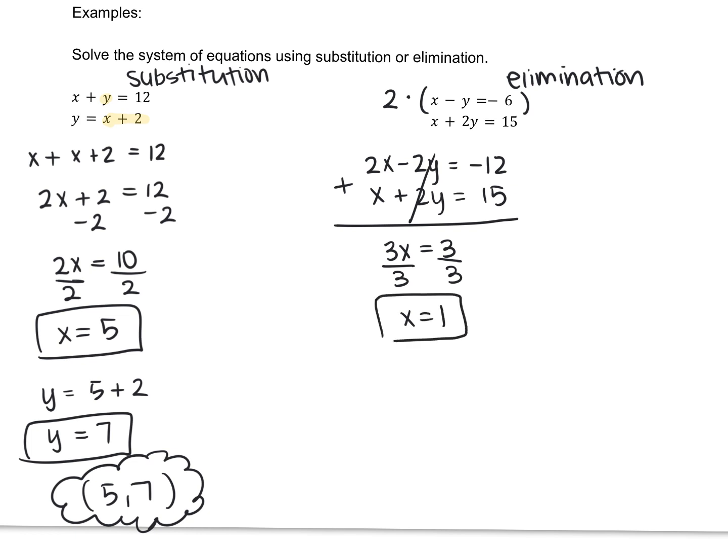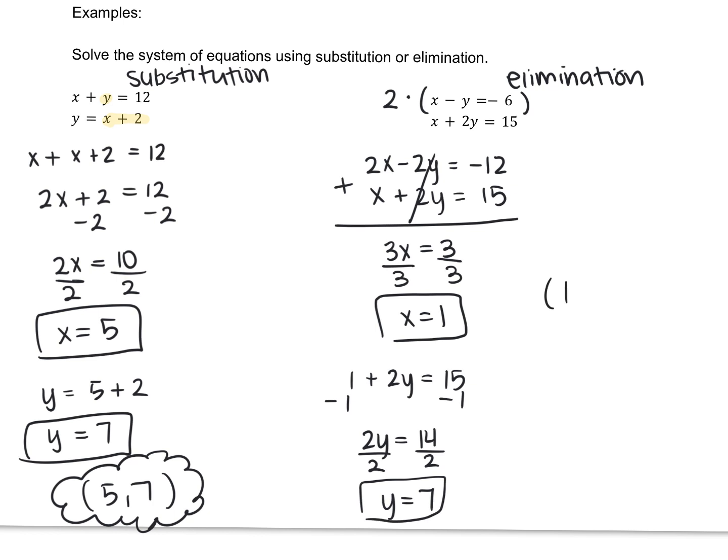Now that I know x, I'm going to plug it into one of the equations to solve for y. And I'm going to choose the second equation because when I'm plugging my value that I just solved for back in, I try to choose the equation that has the least number of negatives. So 1 plus 2y equals 15. Subtract 1. You get 2y equals 14. Divide by 2, and y equals 7. So my solution written as a point would be (1, 7).